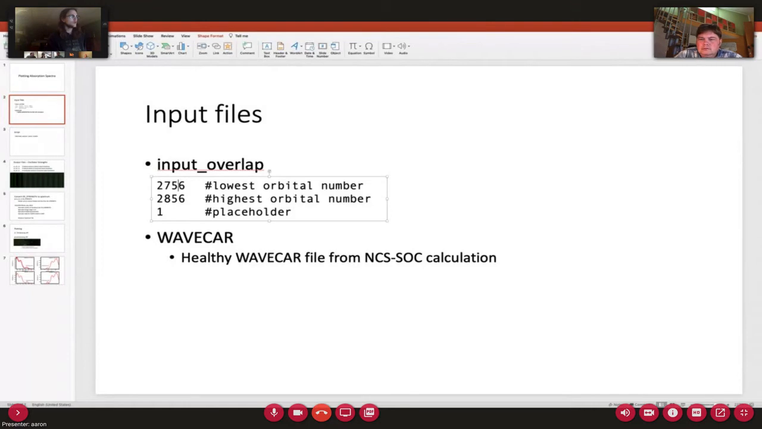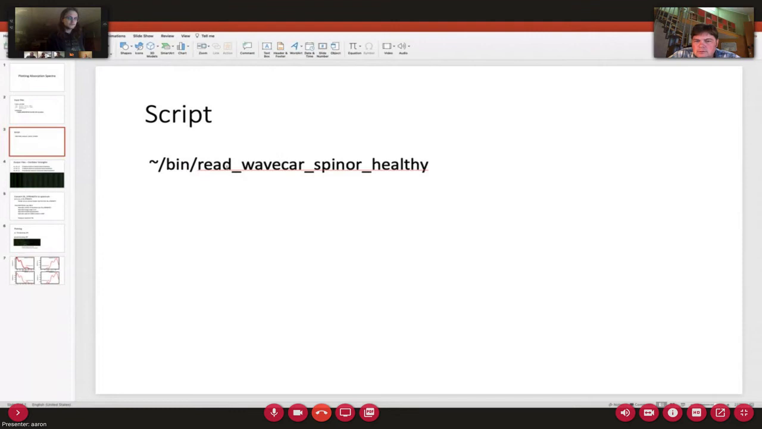So if your HOMO in this case is like 2800, you can do like 50 states above and below. But you just figure that out manually for each system and then put in the orbital indices that you want to look at. And then you have your input overlap file in the same directory as your WAVECAR. And then in the bin, there's a script that will read in the WAVECAR. It's read_wavecar_spinor_gamma. I think there's a bunch of different versions, but I think this is the most reliable and up to date.